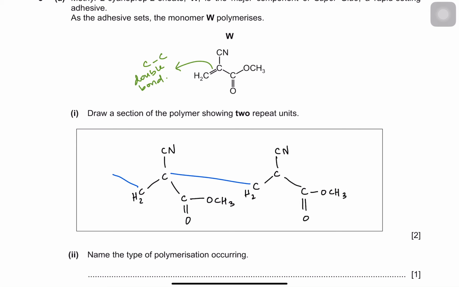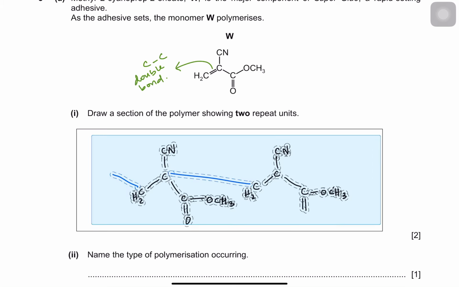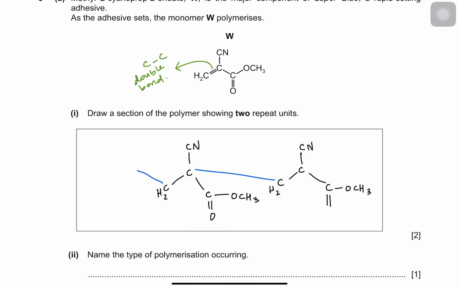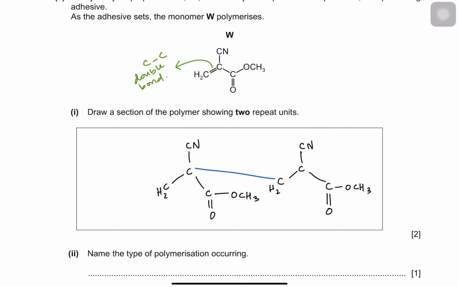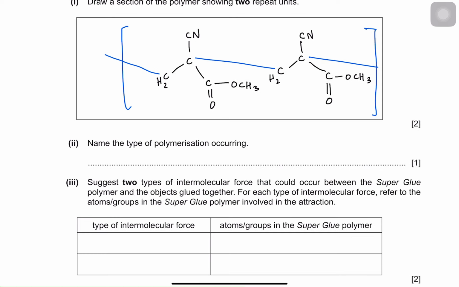And now the same thing happens like this. This is what happens. Okay, name the type of polymerization occurring. So that's addition polymerization.